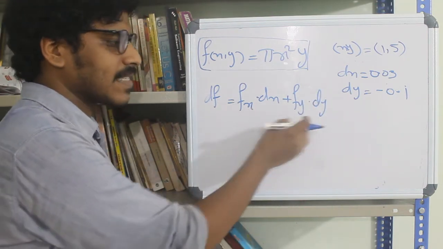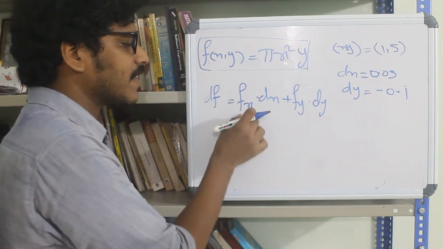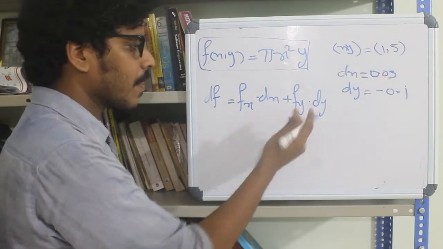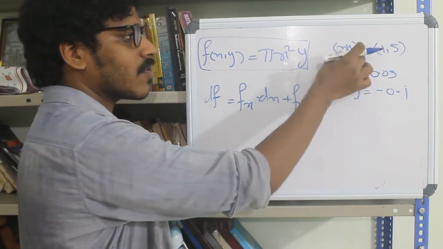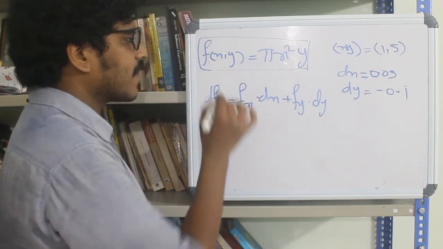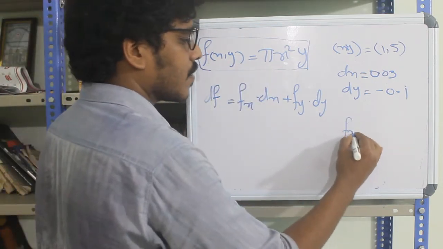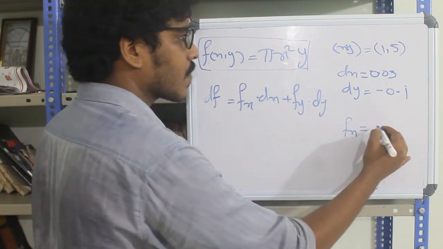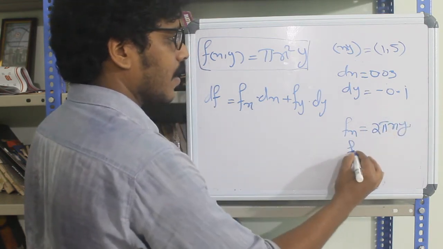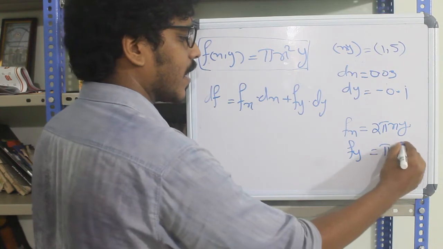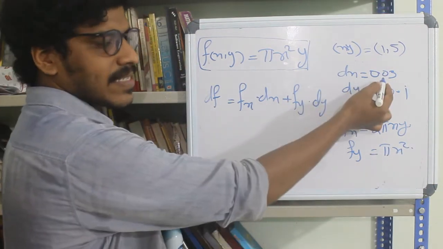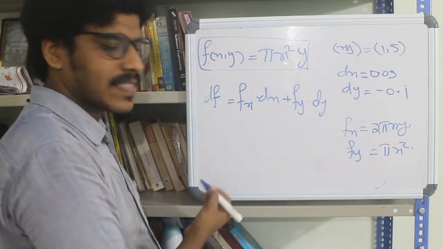Remember, I just write fx and fy, but you should keep in mind that fx is evaluated at (x0, y0), which is (1, 5) in this case. Similarly, fy is also evaluated at (x0, y0), which is (1, 5). Right. So what is fx here? fx is equal to 2 pi x y. fy is equal to pi x squared. What is dx? dx is given as 0.03, dy is given as negative 0.1.